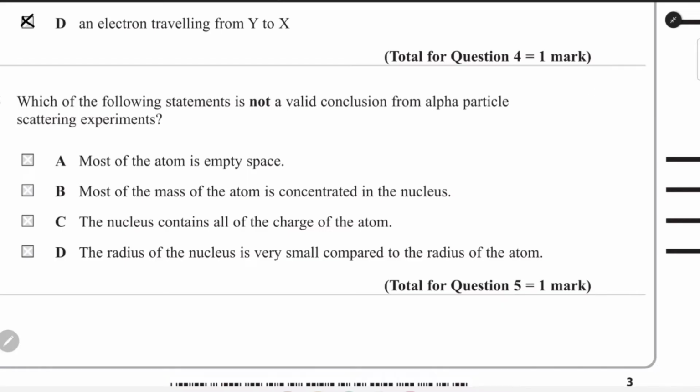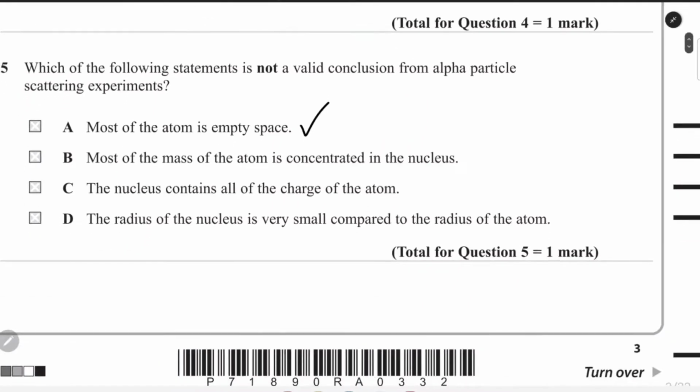From this we can conclude that most of the atom is empty space, since most of the particles will just go right through the atom. We also know that most of the mass is concentrated in the nucleus, because when alpha particles are going close to the nucleus, it shows a lot of deflection, which wouldn't be the case if the mass was not concentrated. Option 3 is not right.